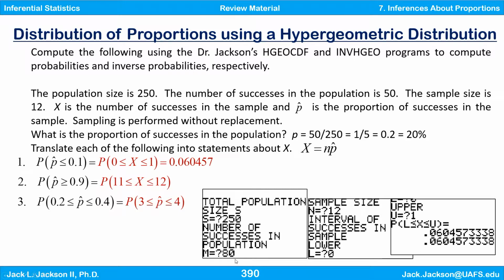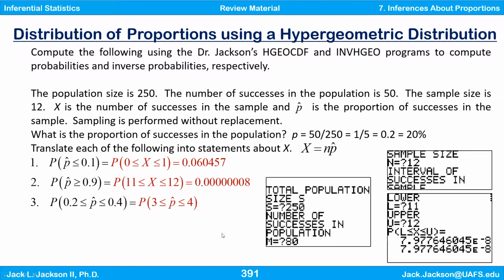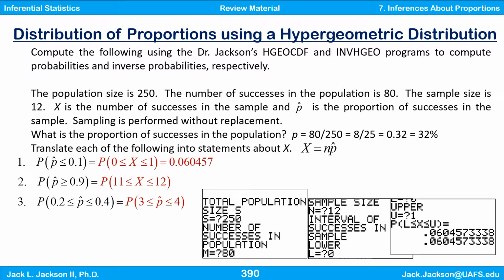Sorry, I did this one with 80 instead of 50. Actually this is all done with 80. Okay, I think this has been corrected. 80 over 250 is actually 8/25, 0.32 or 32% for the proportion of successes in the population.